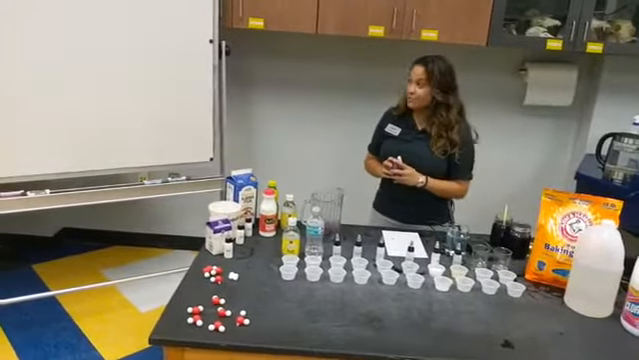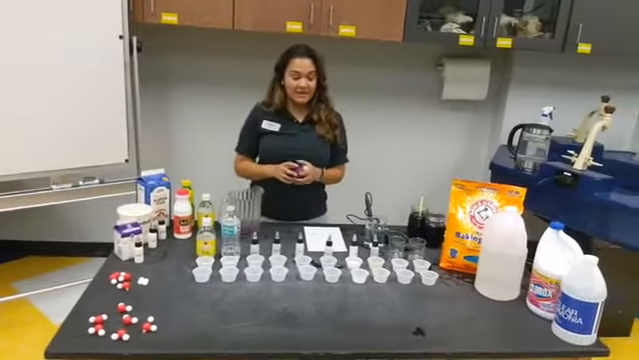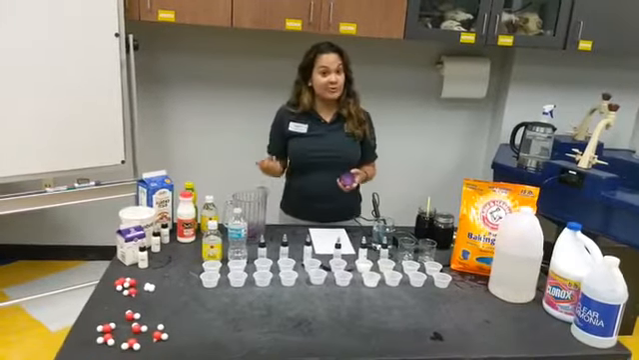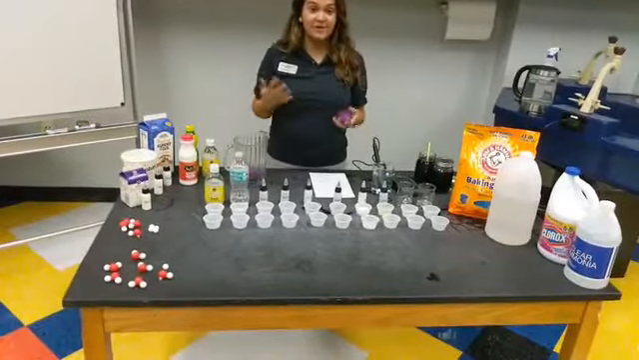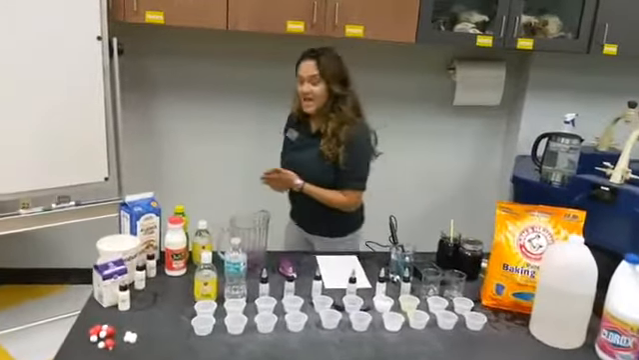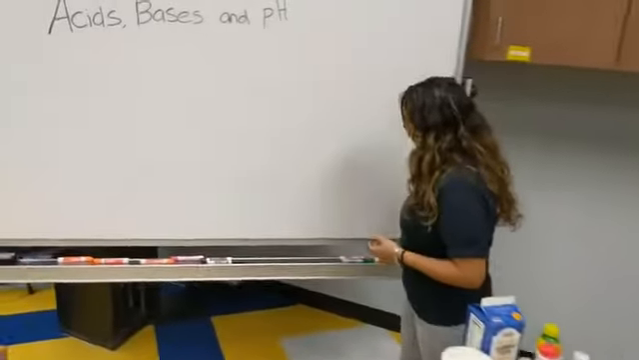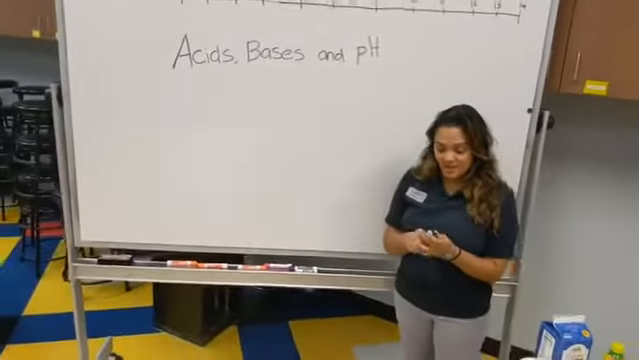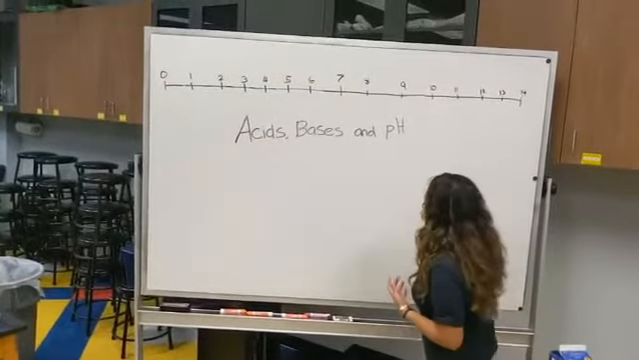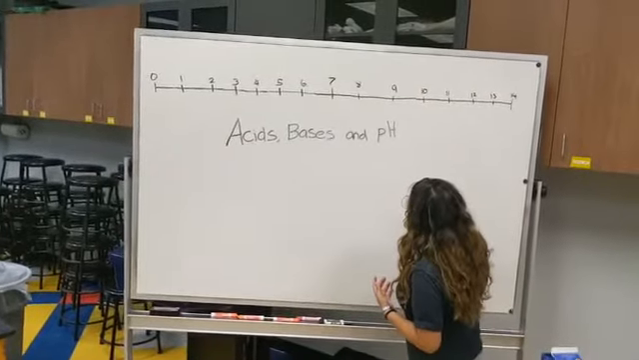So what we're gonna be doing is testing a bunch of different liquids that we found at home to see if they're an acid or a base. The way we do that is to figure out what their pH is. So come on over here with me and we'll talk a little bit about what pH is. It turns out pH has a lot to do with water. So here's our water molecule.